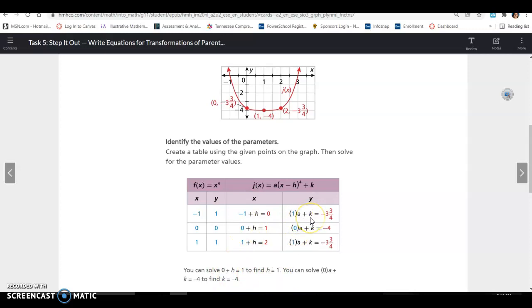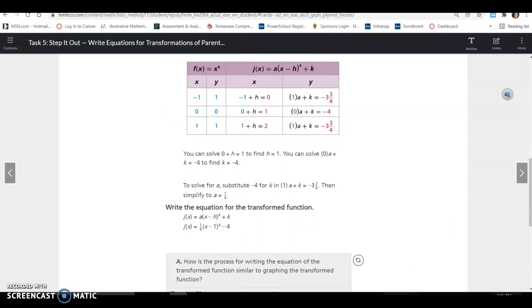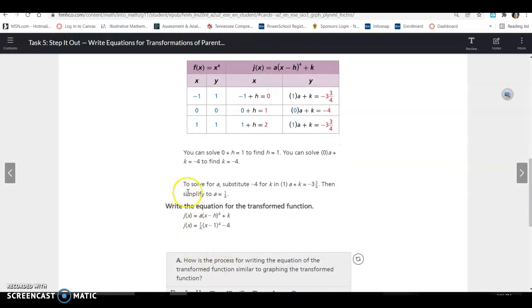And here I can do the same thing to find my A and K. So I can look at 0. I can look at the middle one first because this would just be 0. So that means K has to be -4. And then I could take -4 and plug it into one of the others to find the value of A. So that's exactly what they did here.